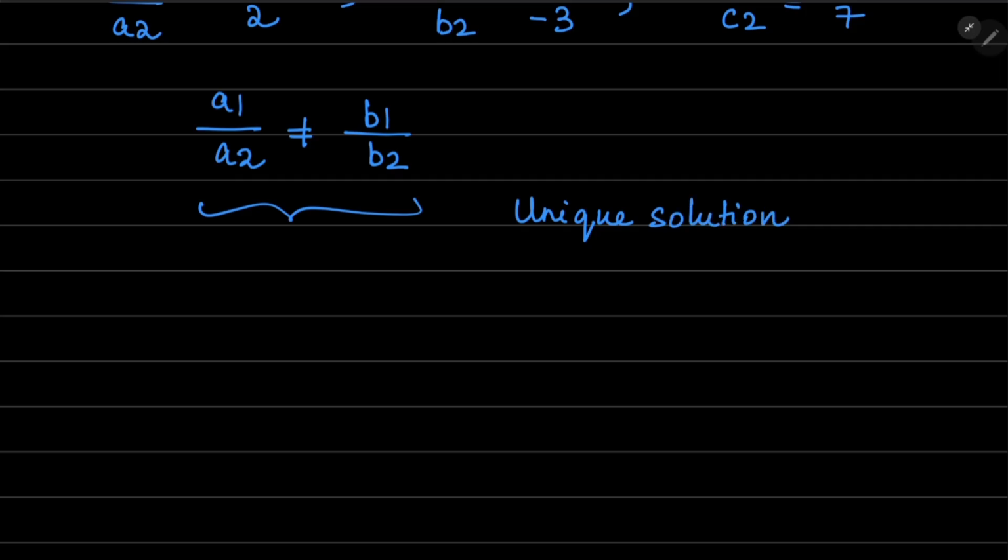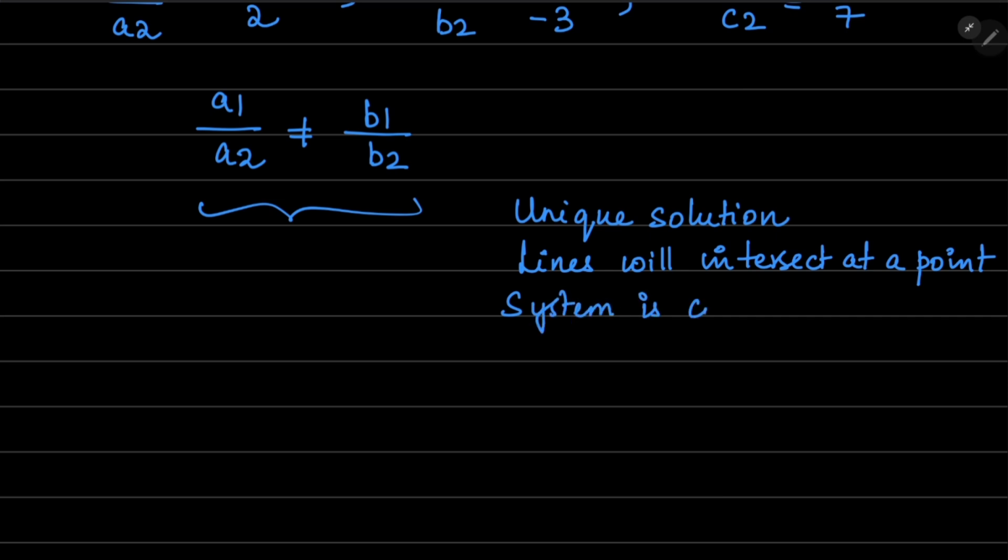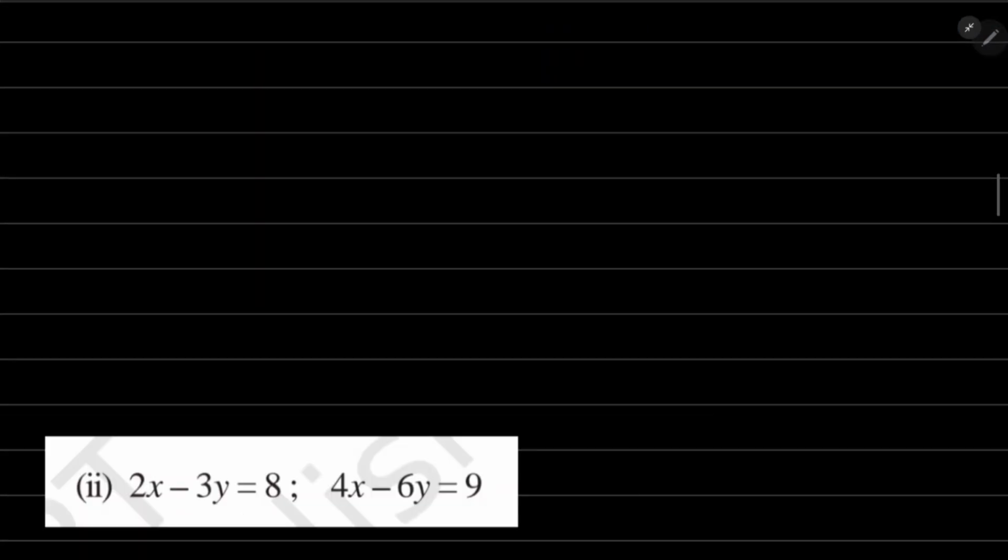It will have a unique solution. The lines will intersect at one point. So this is just for your knowledge. And the system is said to be consistent. So this is something which you have to remember, all the three. Right? This is your answer. Let's move on to the next question.